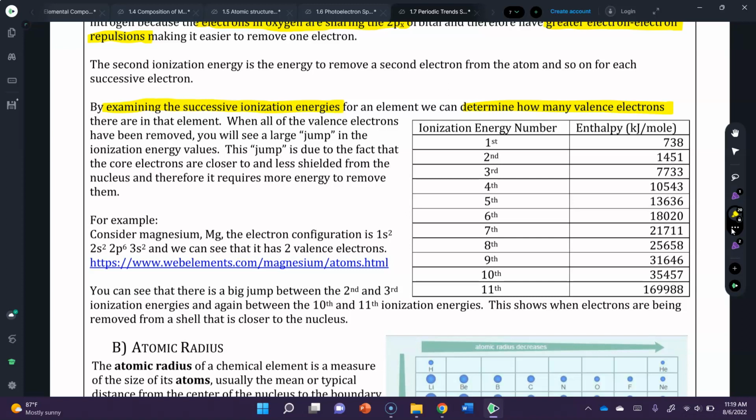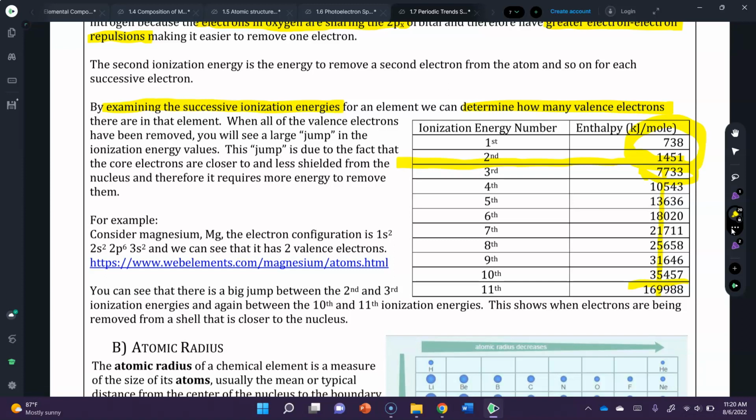And when we look, we see that going here, right? That is a very large jump of about 6,000, and it doesn't get much bigger than that until we get much further down, like here. Okay? So that tells us, right? This jump is due to the fact that the core electrons are closer and less shielded from the nucleus, and thus these are going to require more energy, as it's showing. So that means that these are core electrons. That tells us that these first two are our valence electrons.